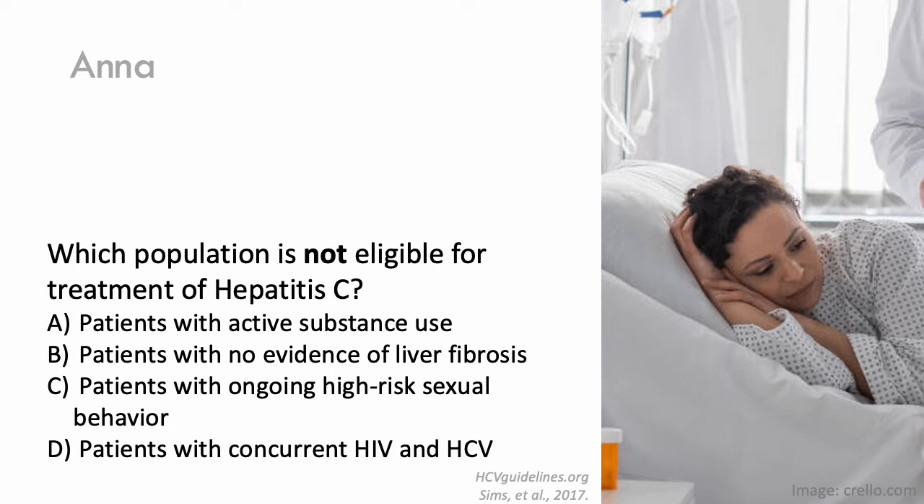So it turns out that all these populations are eligible to be treated for hepatitis C. According to the most recent IDSA guidelines, early treatment is key to preventing the spread of hepatitis C in the community, especially for those at highest risk of transmission. And in the case of concurrent HIV, the risk of progression to advanced liver disease is actually higher and places more urgency on getting that treated. If Anna's test shows active hepatitis C, she should be referred for treatment, even if she has ongoing substance use, no liver fibrosis, or ongoing high-risk sexual contact.